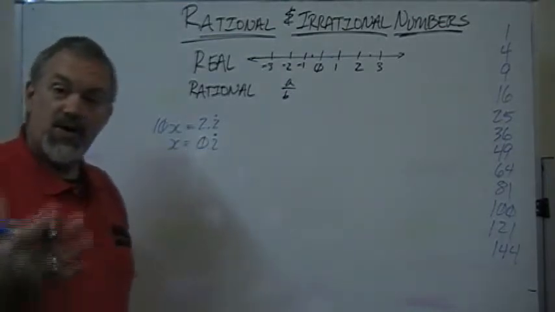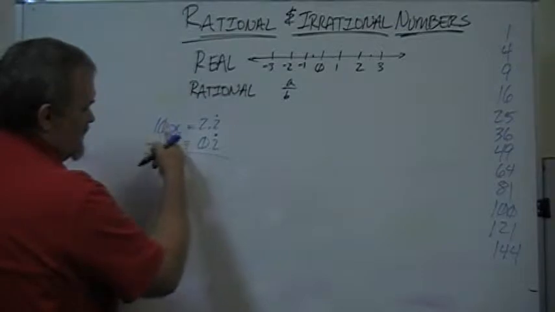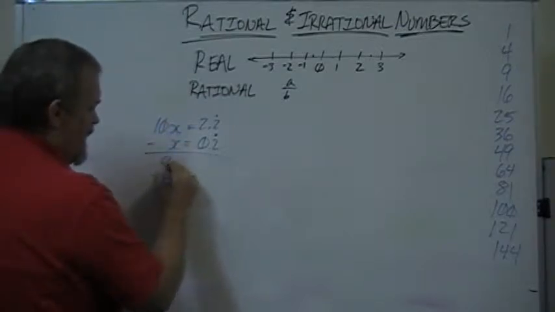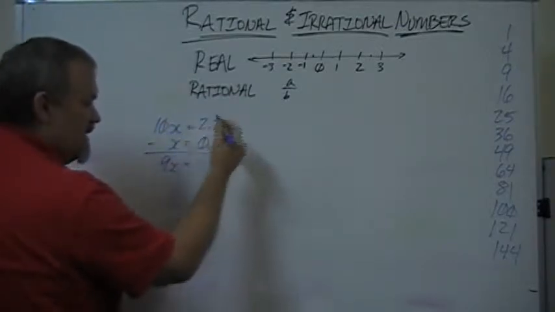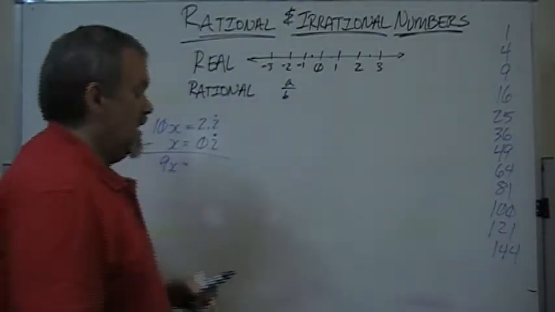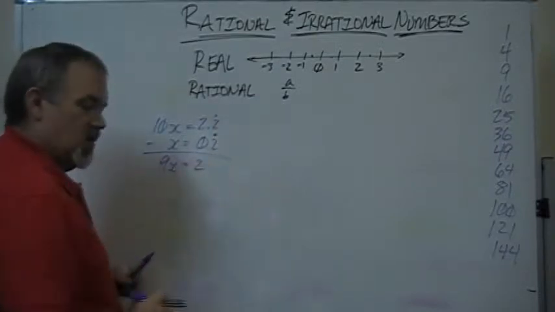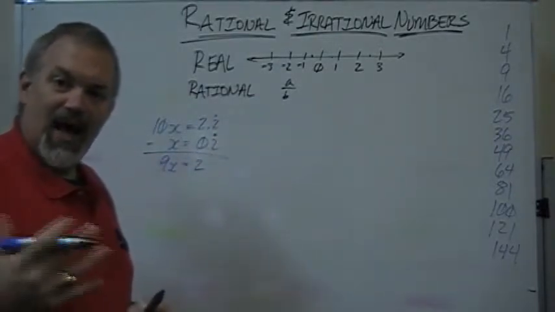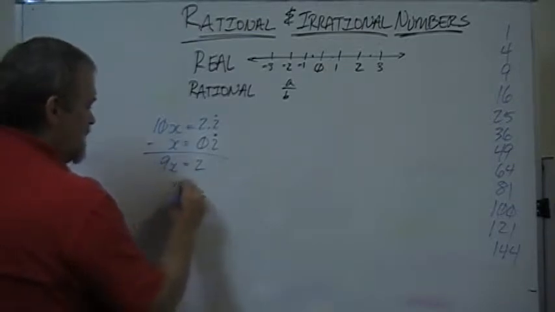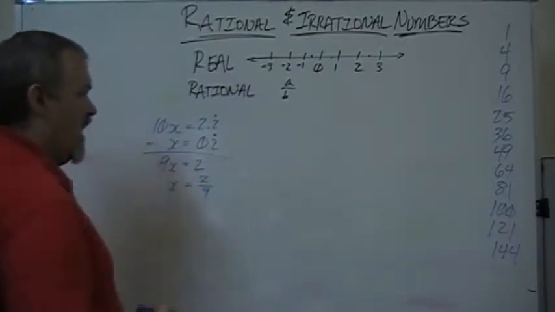And then I'm going to subtract. So I take that away, and I do this side. 10x minus x is 9x. And on this side, the reason I multiplied by 10 is because I want to get rid of that repeating digit. And that's exactly what happens when I subtract. This goes away, and I'm left with 2. And then I just have a fairly simple algebra problem. Divide both sides by 9, x is equal to 2 over 9.